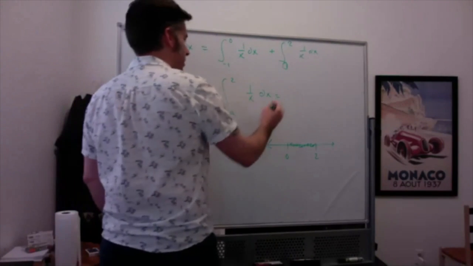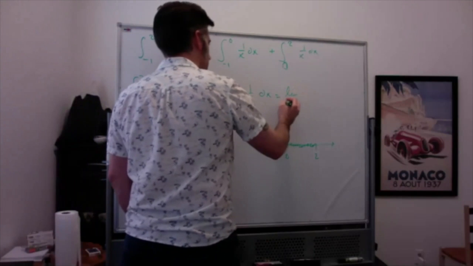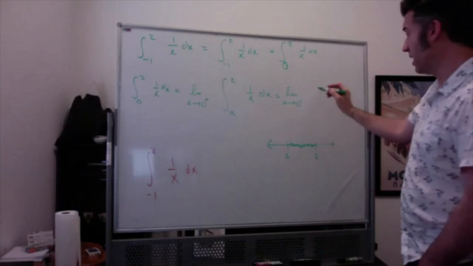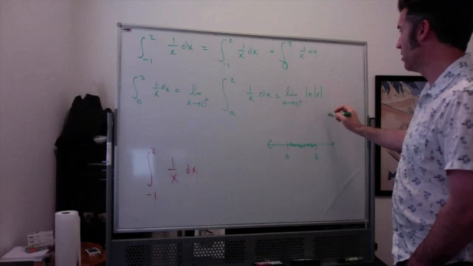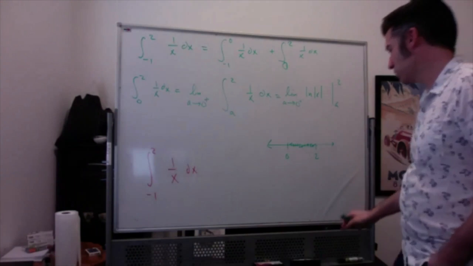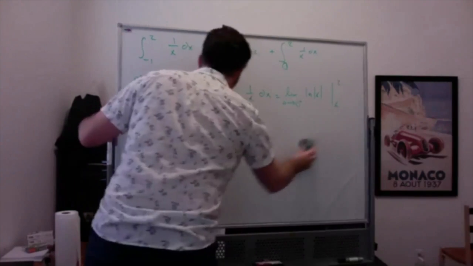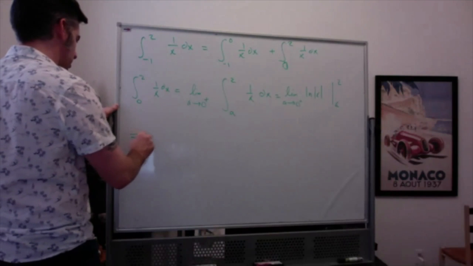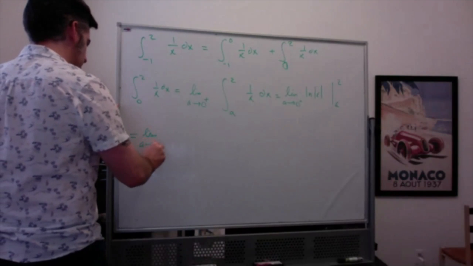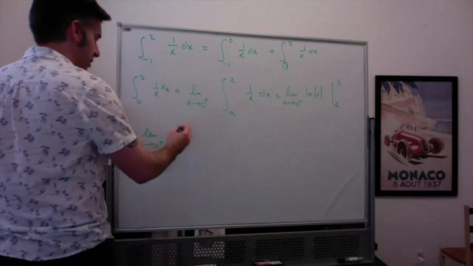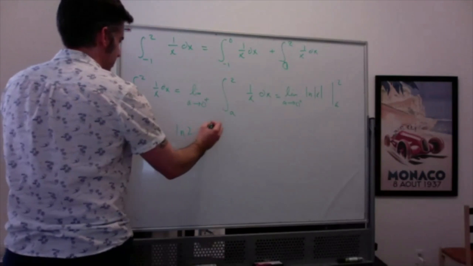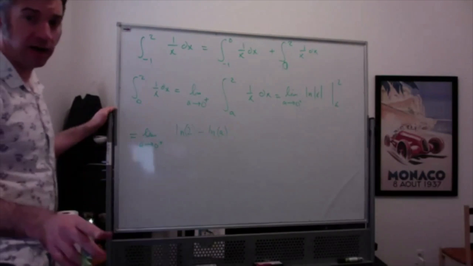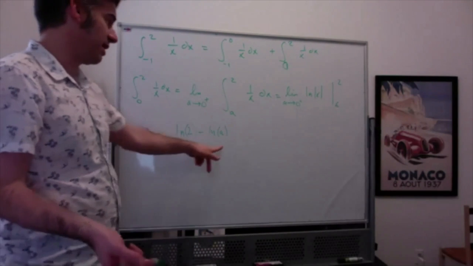So then we're going to integrate. This is not too terrible. So limit as a goes to 0 from the right. The integral of 1 over x is the natural log of the absolute value of x from a to 2. And then we get the limit as a approaches 0 from the right of the natural log of 2 minus the natural log of a. Notice that I dropped the absolute values, but because both 2 and a are positive.